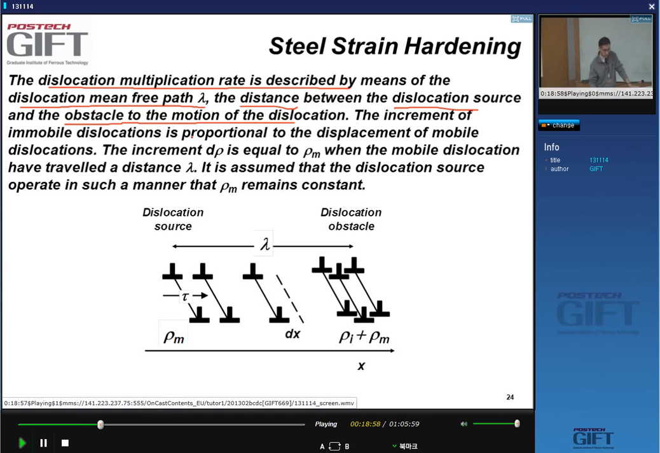Now what's also important is that the increment of immobile dislocations is proportional to the displacement of these dislocations. So I generate a number of dislocations per unit time. They cross, they get immobilized, so I increase the amount of immobile dislocations. The rate at which I store these dislocations has to do with this distance. The longer this distance is, the more dislocations I can generate before they get immobilized. So the increment is proportional to this displacement. The further apart they are, the more dislocations I can generate.